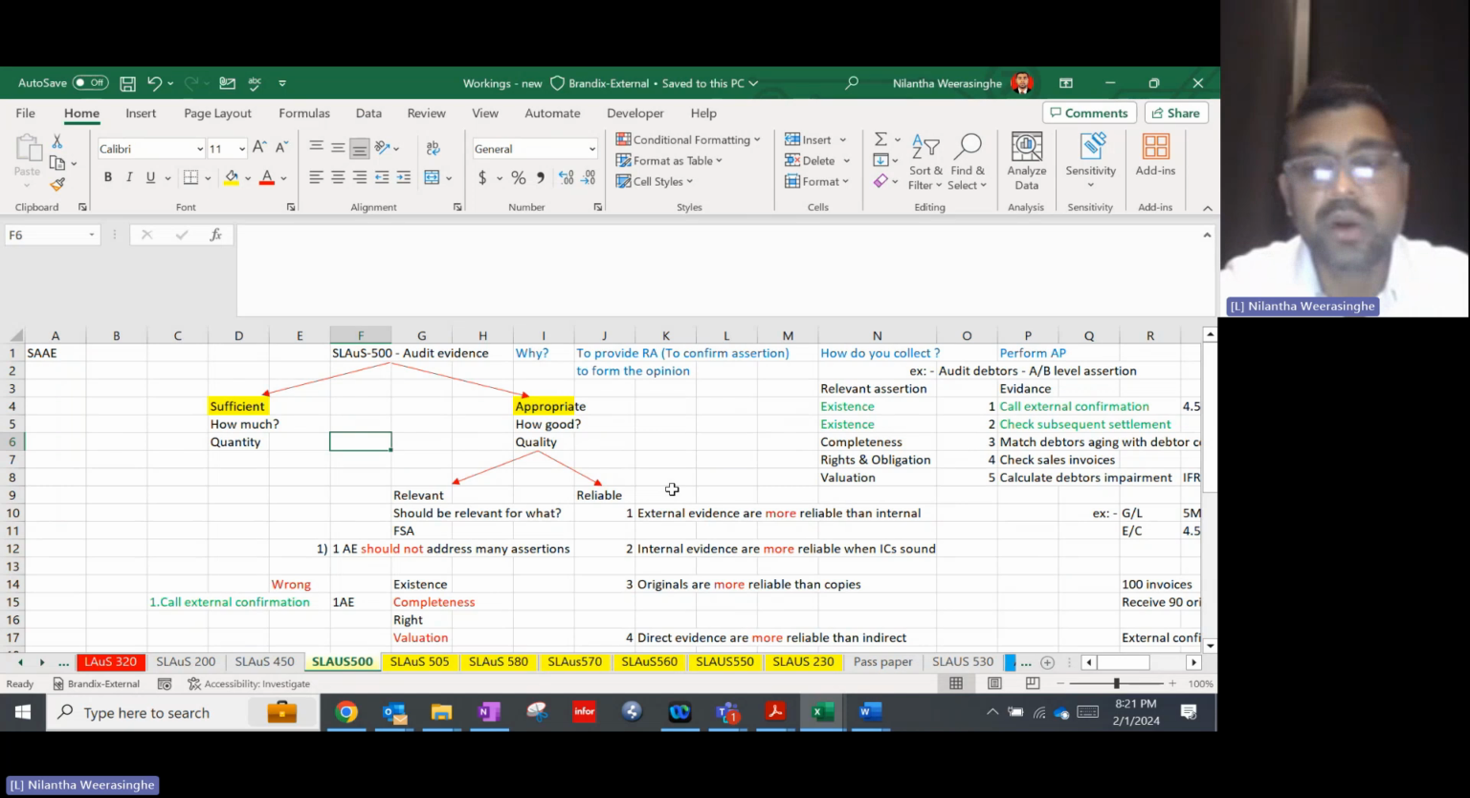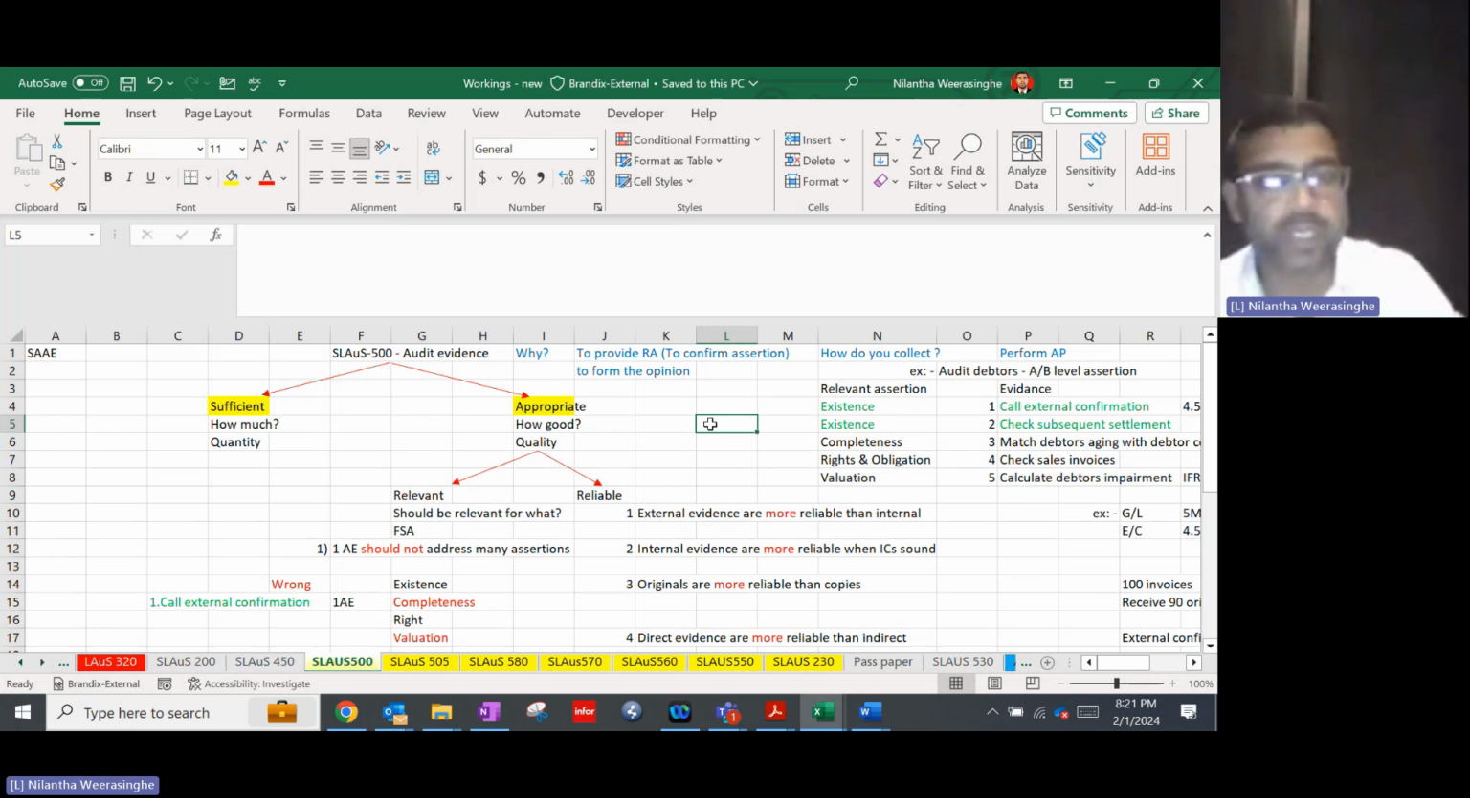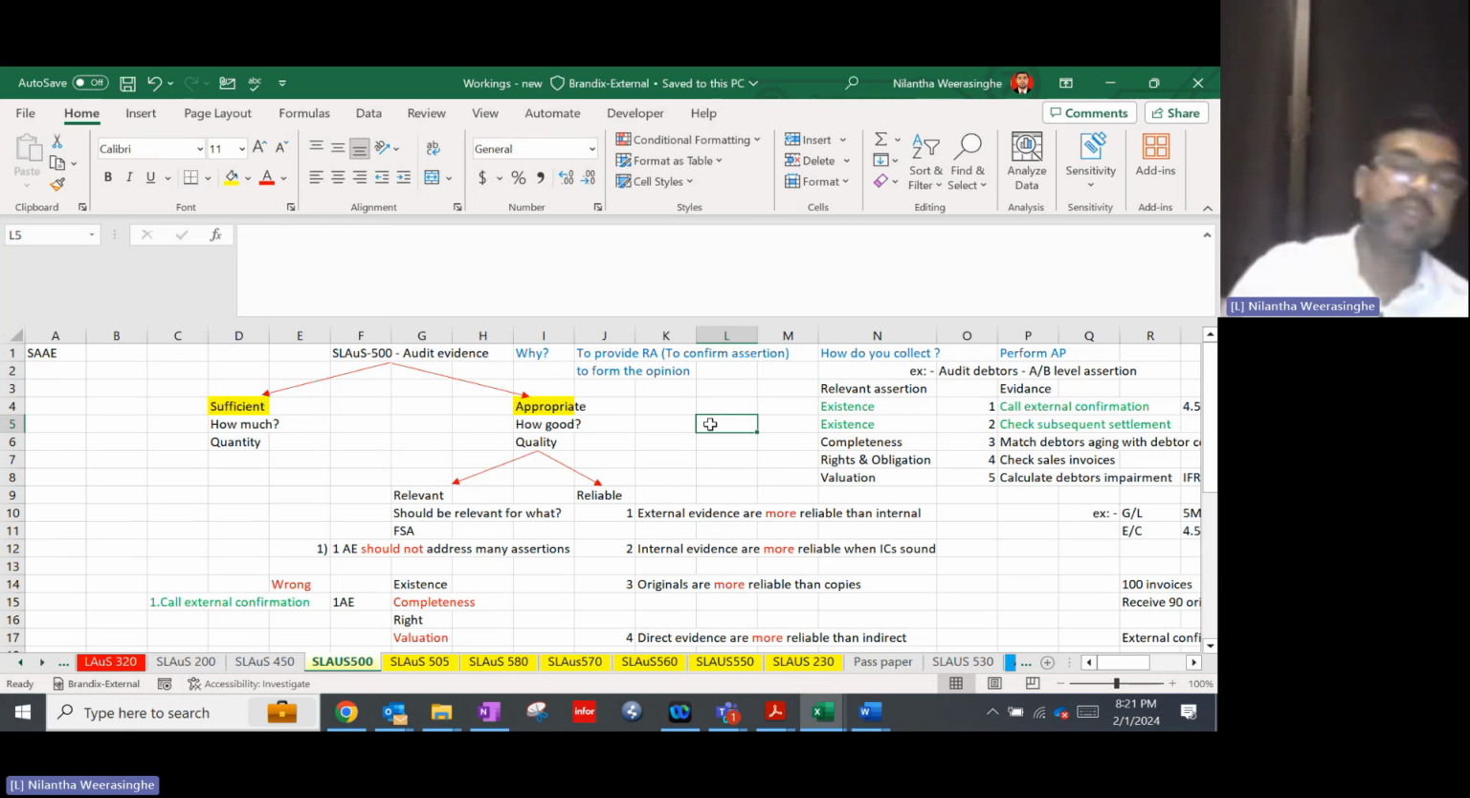Right. Okay. Audit evidence. Why do we require audit evidence? This is the way you should learn this. Why do we require audit evidence? To provide reasonable assurance. To provide reasonable assurance, you need what? Audit evidence. Without audit evidence, you can't give reasonable assurance. That's why you want audit evidence. Then the first question is clarified. You want audit evidence to provide reasonable assurance.